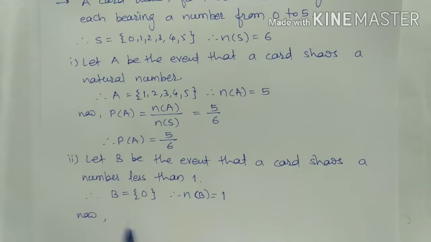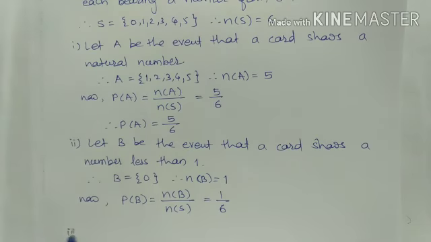Now we have to find the probability of this event, that is probability of B equals number of B upon number of S, that is equals 1 upon, here number of S equals 6, therefore probability of this event B equals 1 upon 6.